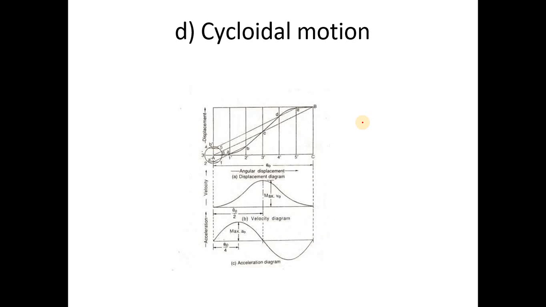Next is the cycloidal motion. This is the last motion, what we call cycloidal motion. You can see over here. So cycloidal motion, in short, is the displacement, velocity, acceleration diagram when the follower moves with a cycloidal motion. The cycloid is a curve traced by a point on a circle when the circle rolls without slipping on a straight line.